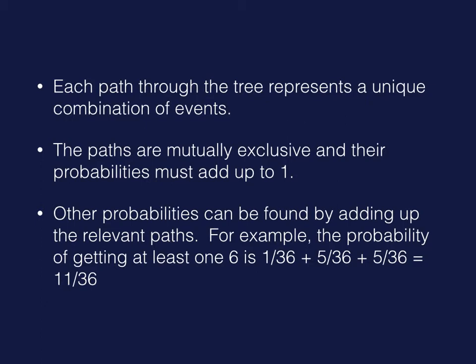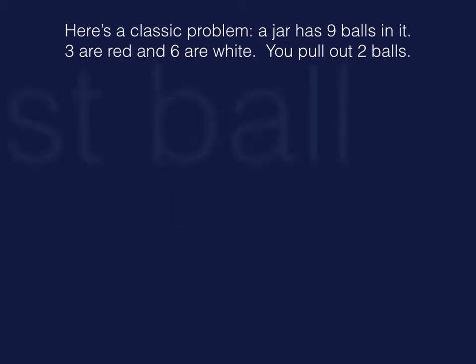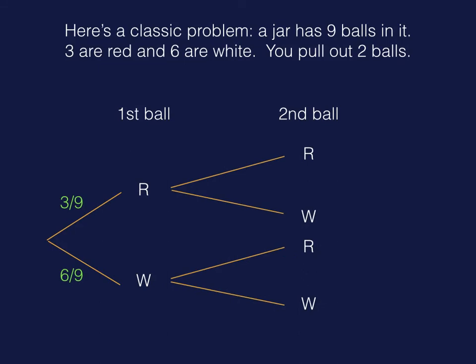Okay, so the next question is a classic. You have a jar with 9 balls in it. 3 are red and 6 are white, and you're going to pull out 2 balls. Okay, and you're going to pull them out without replacement. So the first ball, 2 possible outcomes, red or white. There's 9 balls, 3 of them are red, 6 of them are white. Those are the probabilities. And the second ball, when you pull out, is going to be either red or white. So you have your 2 possible outcomes.